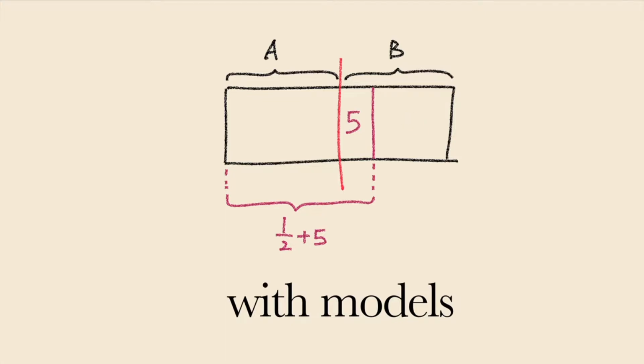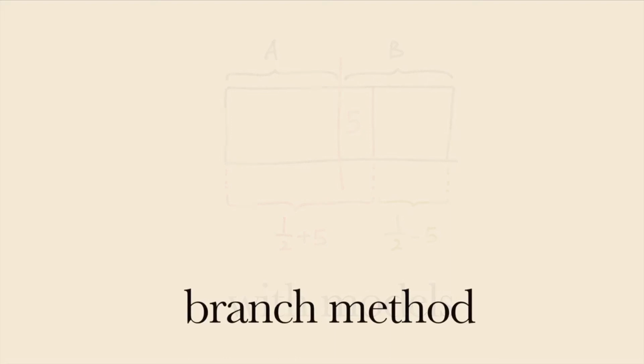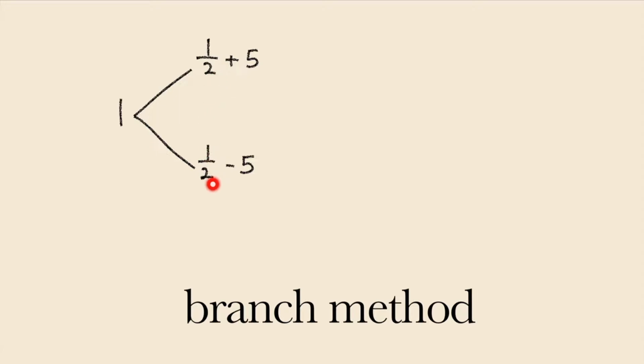Is it half still? No, it is now 5 less than half. So these two still add up to form one whole, but showing a plus 5 here, you have to show minus 5 on the other side. Well, let's do this using the branch method. One whole, and this branch, half plus 5, the other branch will be half minus 5.